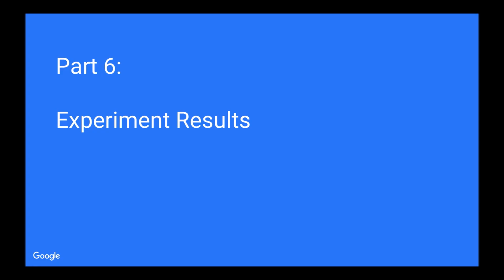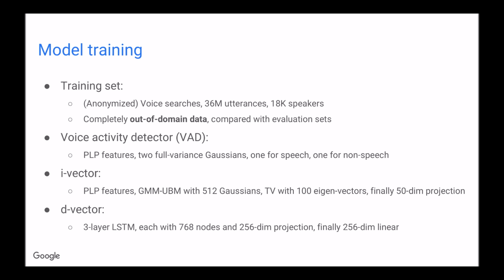Now we've talked about the metrics and the datasets. It's time to show the performance of our system. To train our models, we use anonymized voice searches, which contain 36 million utterances from 18,000 speakers. It's important to note that our training data is completely out-of-domain data compared with the evaluation datasets.